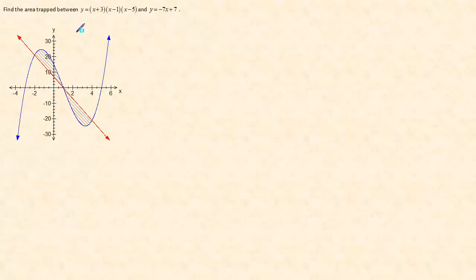Find the area trapped between y = (x + 3)(x - 1)(x - 5) and y = -7x + 7. So we can see -7x + 7 is the red line, and this is the blue curve. We're trying to find the area shaded here and here. We need the points of intersection. They look like they're at -2, 1, and 4, but of course you can never go by just looks.